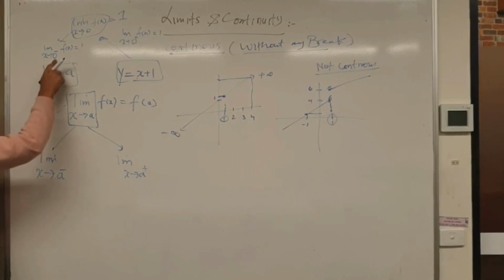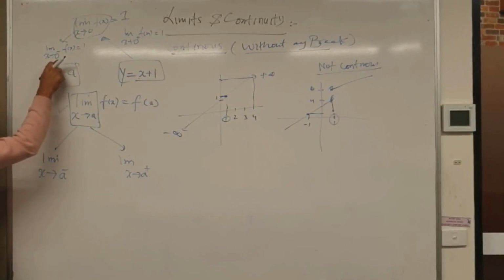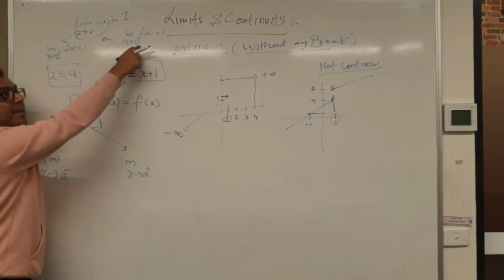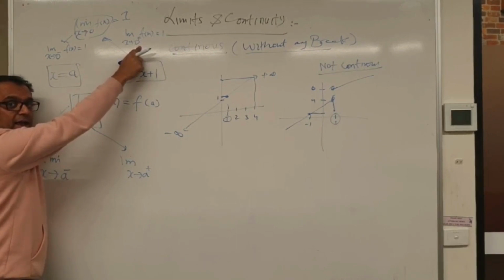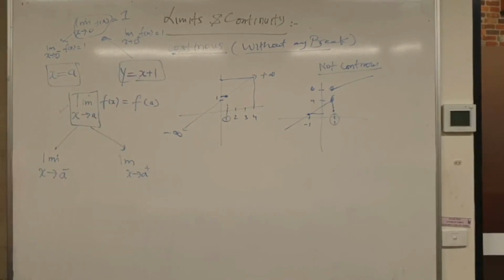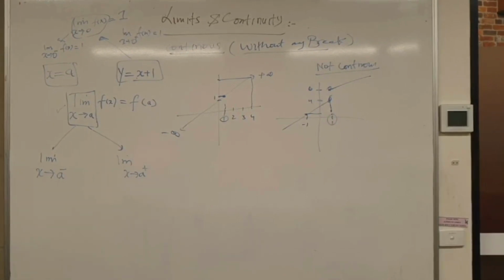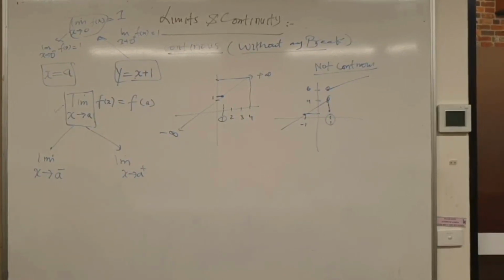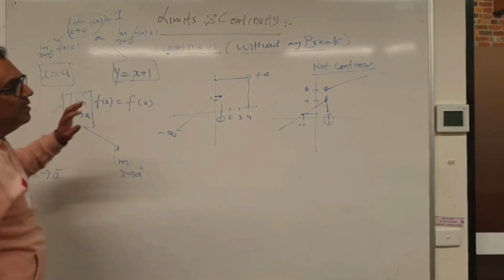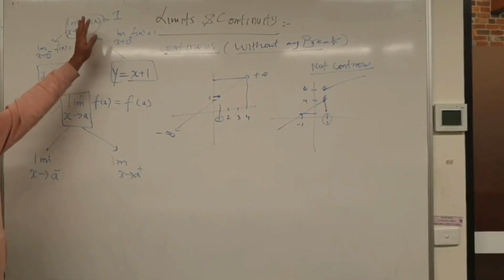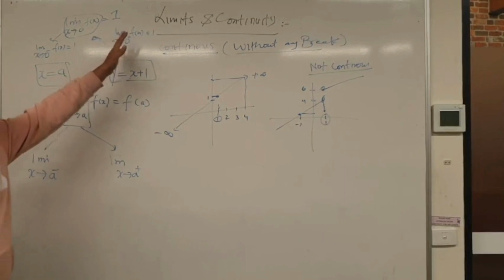If you get a different value here and a different value here, then the function is not continuous. Let's take an example. Shall I take this off the board? Right? And we'll do an example, and then that will make a lot more sense. If not 100%, 70-80% is going in, right?